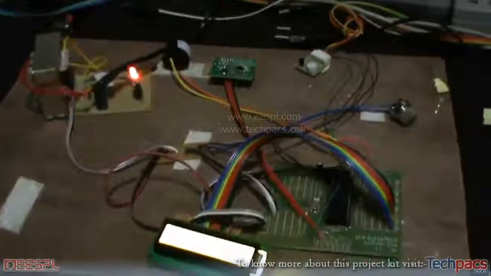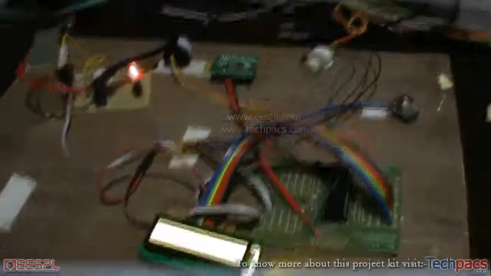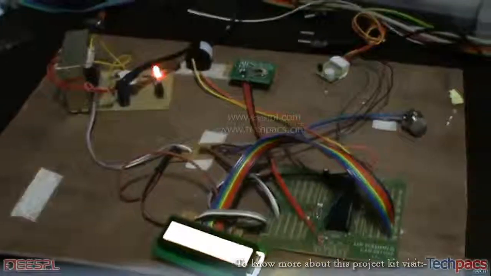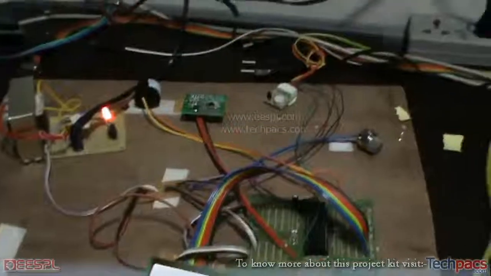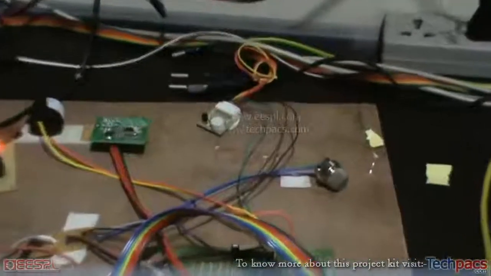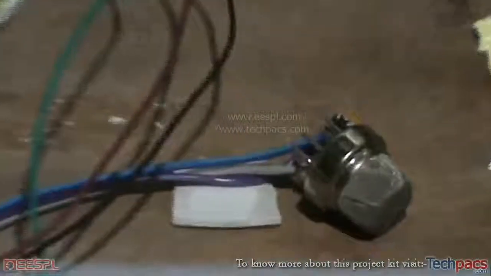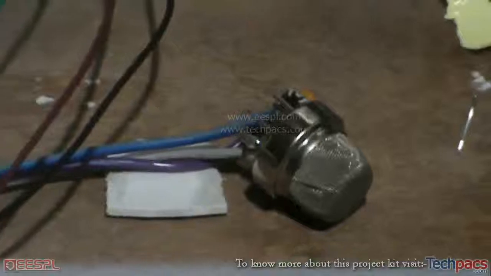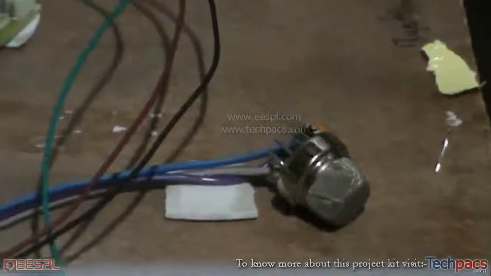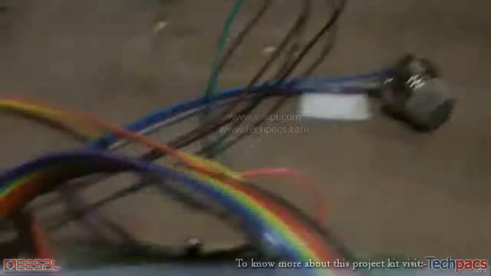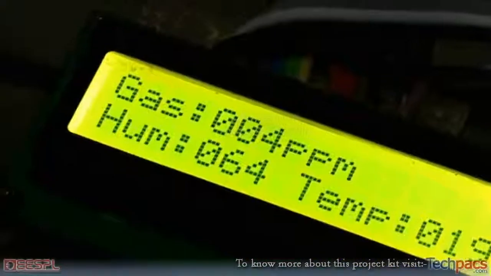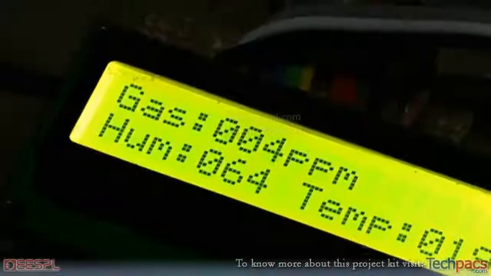So today we have a project entitled the Environment Parameter Monitoring System, which can be used at hazardous places like under a coal mine, or at any environment in which we need to monitor some parameters like poisonous gas levels. As you can see, this sensor is used to measure the CO in the environment in ppm, that is parts per million. Right now the gas level is 4 ppm.